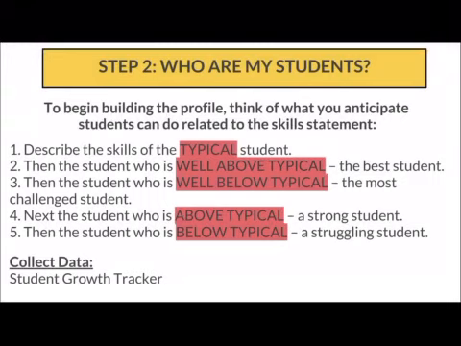So once you have described that on the particular skill, then you're going to look at your well above typical, your well below typical, your most challenged student. You're going to look at above typical. Those are your strong students. And then look at below typical, a struggling student. You will then have these 5 descriptors where students will fall into one of these areas based on where they are when they come into your classroom at the beginning of the school year.